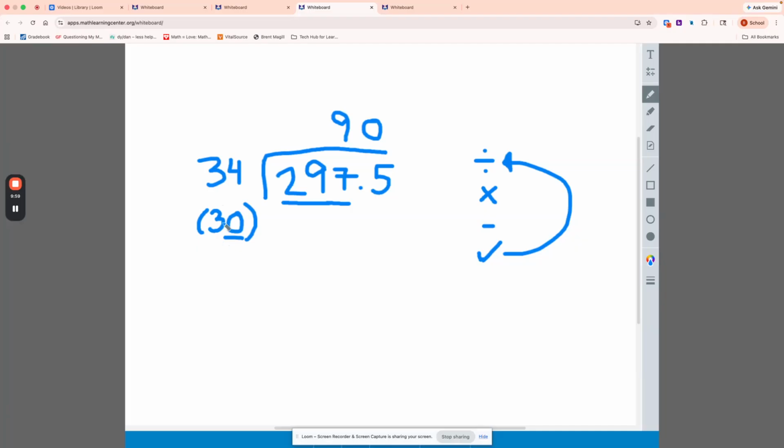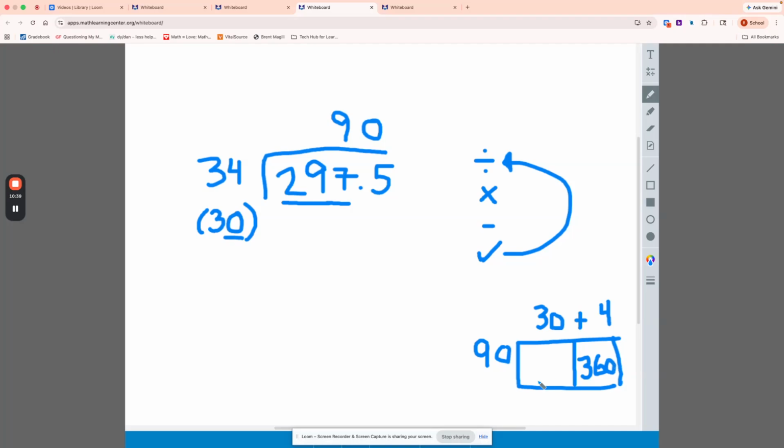And then 90 times 30 is actually 2,700. But what's 90 times 34? So this is where you have to do a little extra work, okay? When you have a 2-digit divisor, it helps to do a little extra multiplication on the side to make sure. So I use this expanded notation method, and it gives me some partial products, so it's easier to multiply. So 90 times 4 is 360.